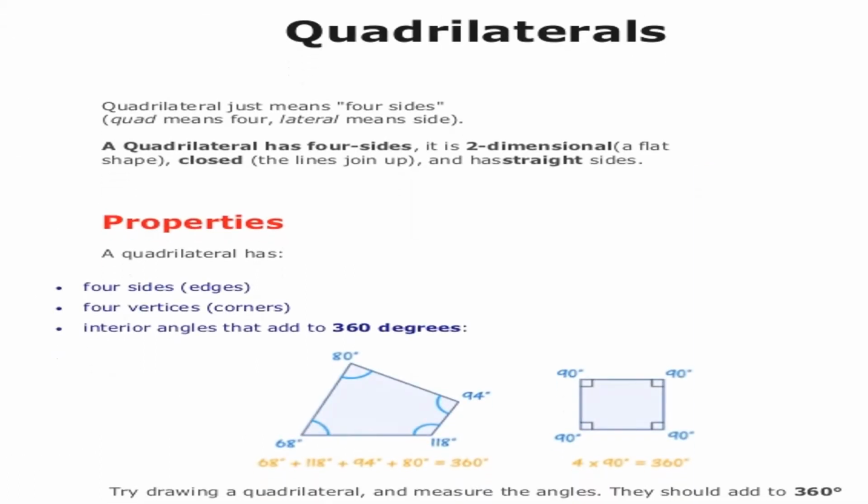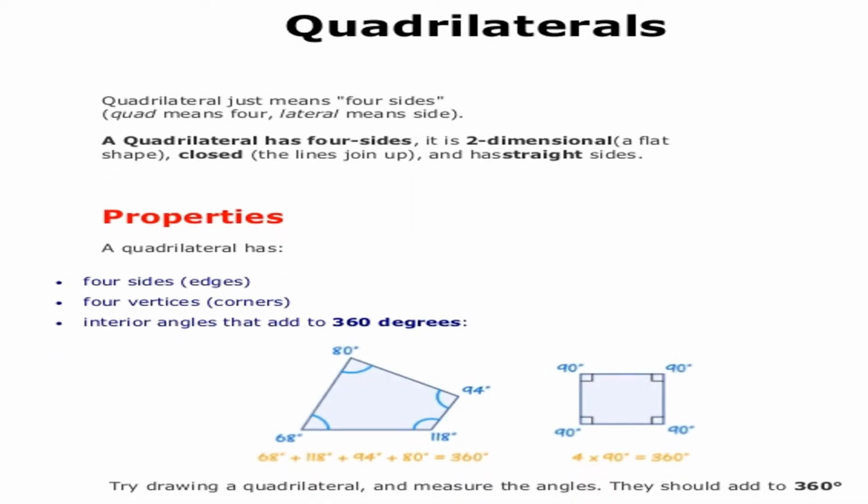Next we are going to see about the concept quadrilateral. Which are the figures? It is a four-sided polygon. Those figures are called quadrilaterals. See, quadrilateral just means four sides. Quad means four and lateral means side. So a quadrilateral has four sides. It is two-dimensional, a flat shape, closed, joined up and has straight sides.